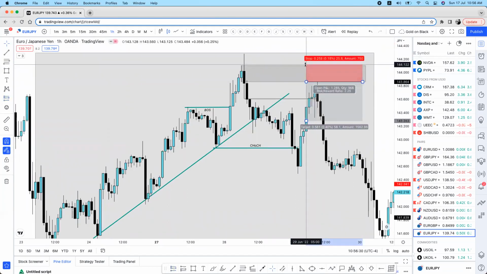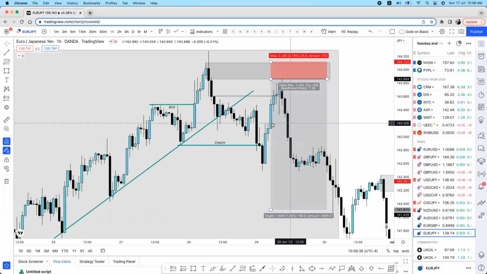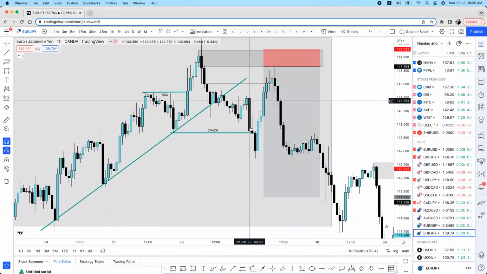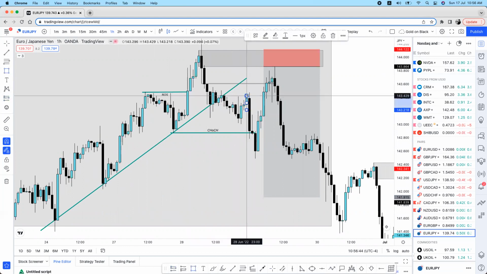Now, something also very important that happened here that maybe we're missing, and that is in this aggressive drop, what do you see here? Look at the size of this aggressive drop. Yes, there was another order block here.